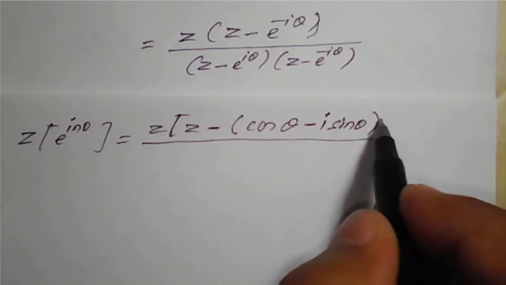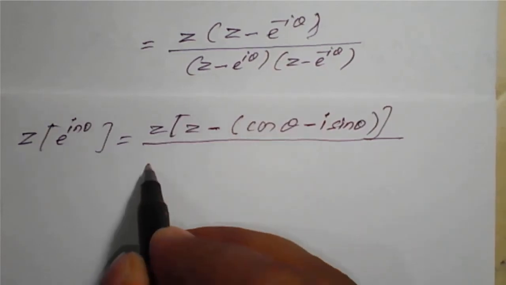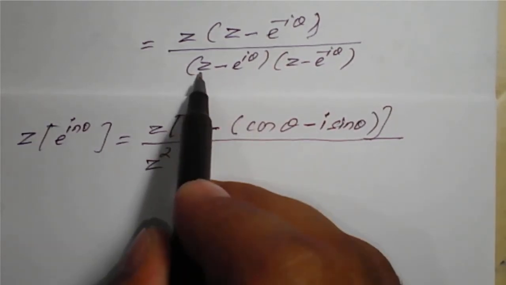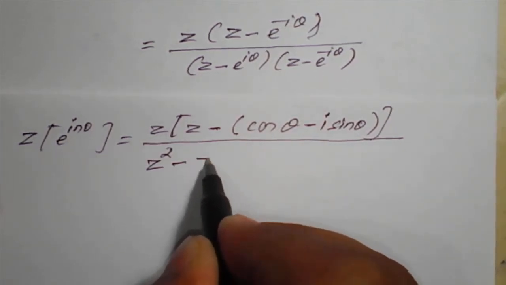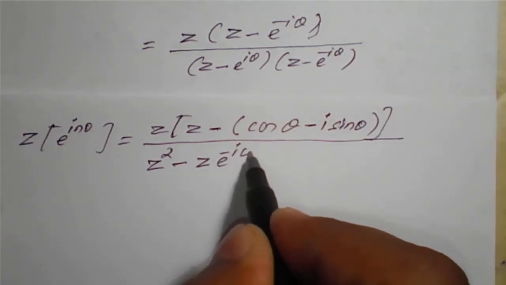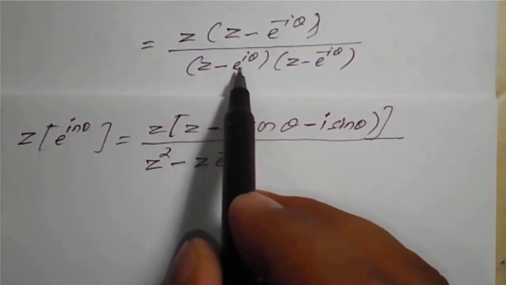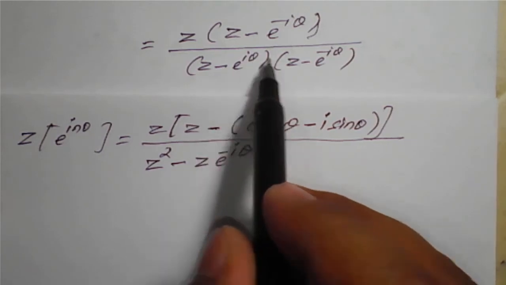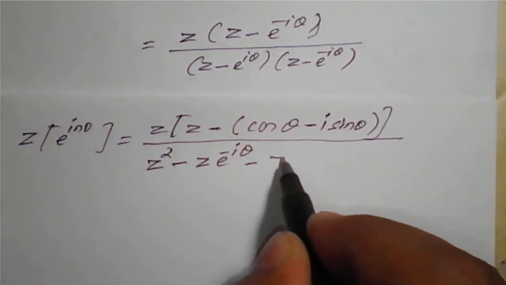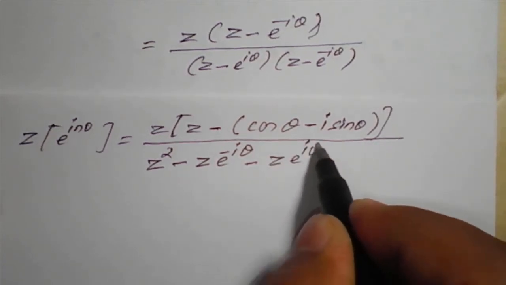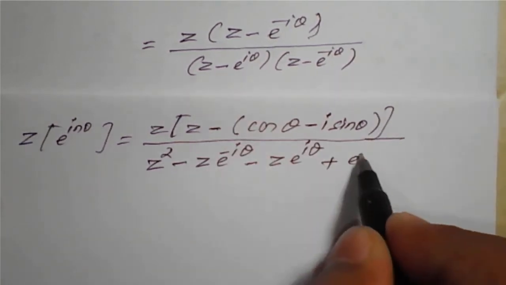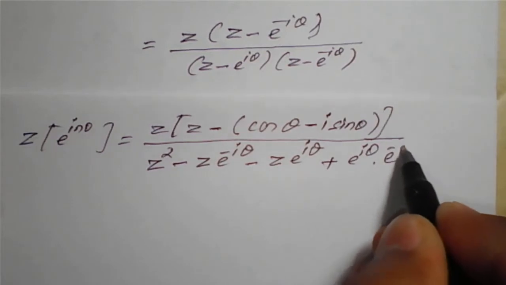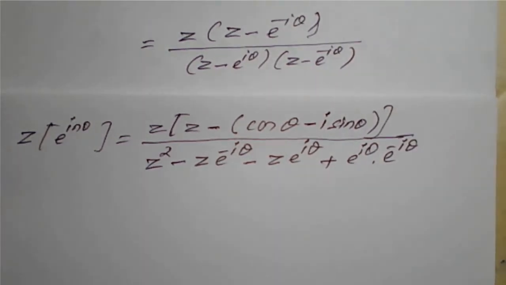here we will open the bracket first, z into z is z square, z into minus e raised to minus I theta will become minus z e raised to minus I theta, then minus times e raised to I theta into z is minus z times e raised to I theta, minus minus is plus e raised to I theta into e raised to minus I theta. So this is the simplification of our denominator.